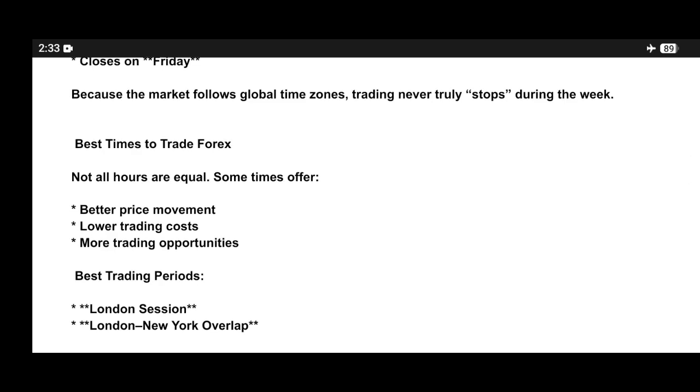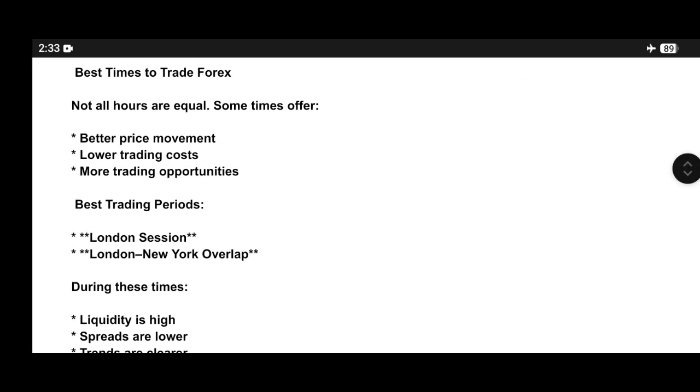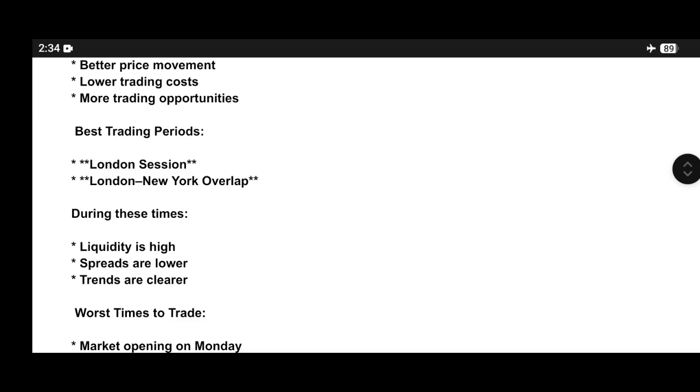Best trading period, which is the best time to trade, is during the London session and the London and New York overlap. Overlap simply means when the London session and the New York session are trading at the same time, there is too much volume and too many transactions going on during those periods, and there is high liquidity, which is the high amount of money that is flowing in that period. So you are advised to trade during the London session and during the overlap session. During these times, liquidity is high, which I've already explained, spreads are low, and trends are clear.